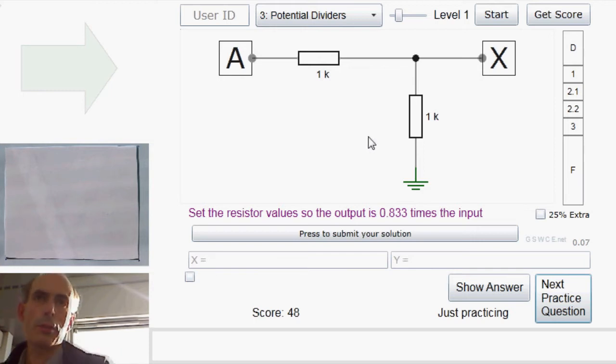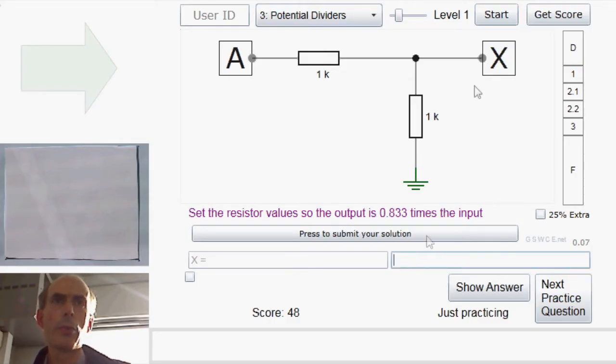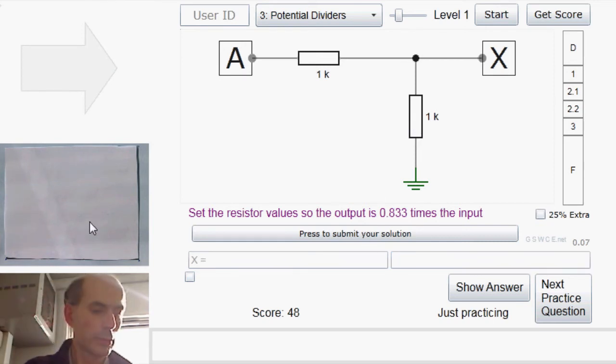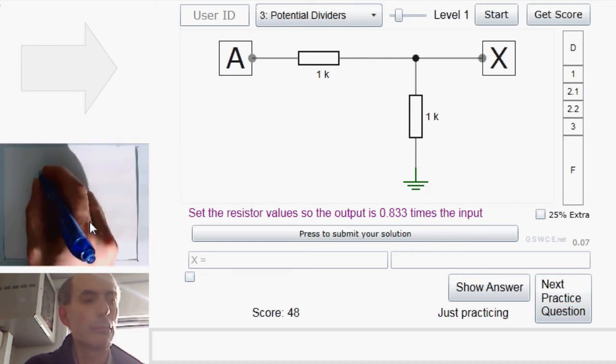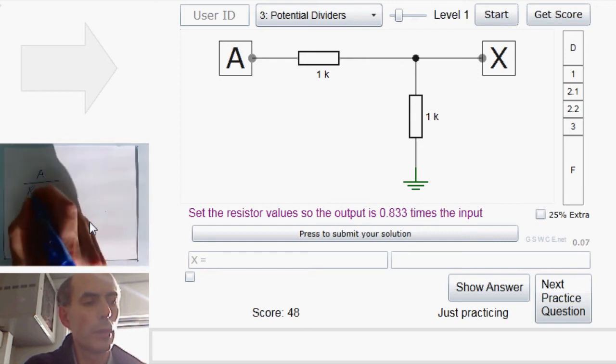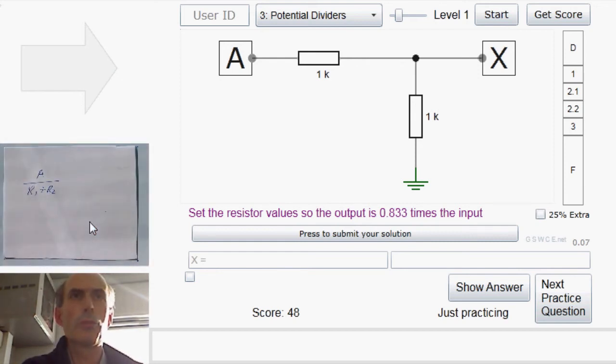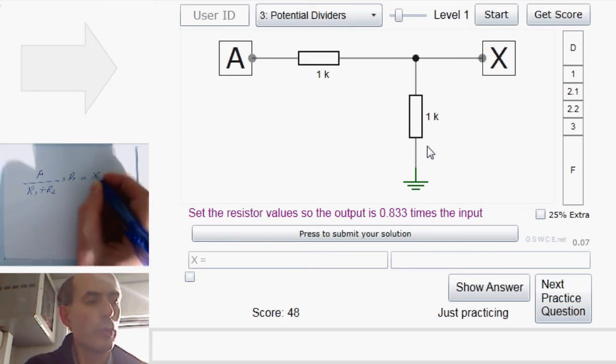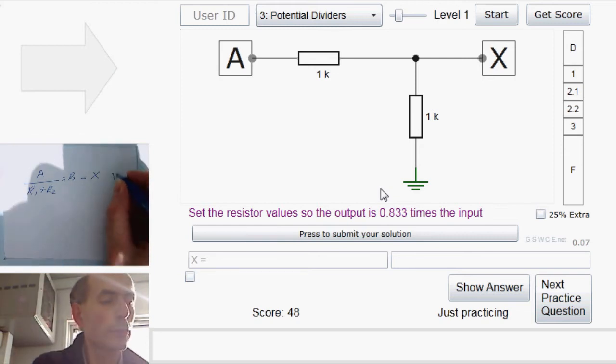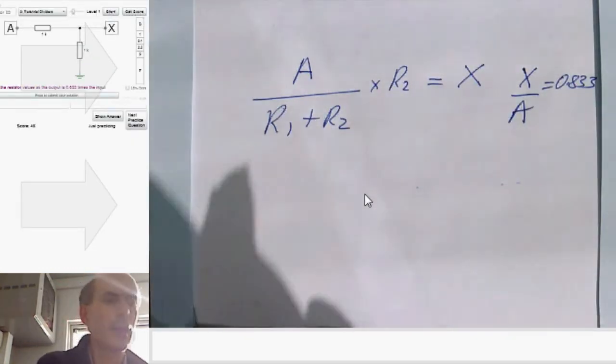An interesting one. Set the resistor values so the output is 0.833 times the input. Now, if we want this point here, X, to be 0.833 of A, then what we need from these two resistors, if we call this one R1 and this one R2, is that the total current flowing would be A divided by R1 plus R2, and you multiply that by the value of this resistor here, which is R2, and that should give you X. Now, what we want is for X over A to be 0.833. Right, let's have a look at that in a bit more detail.